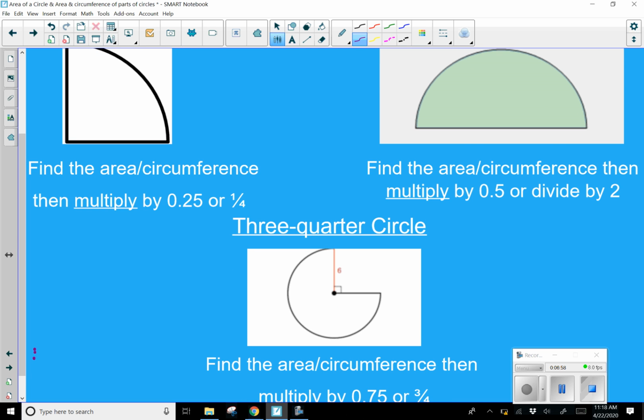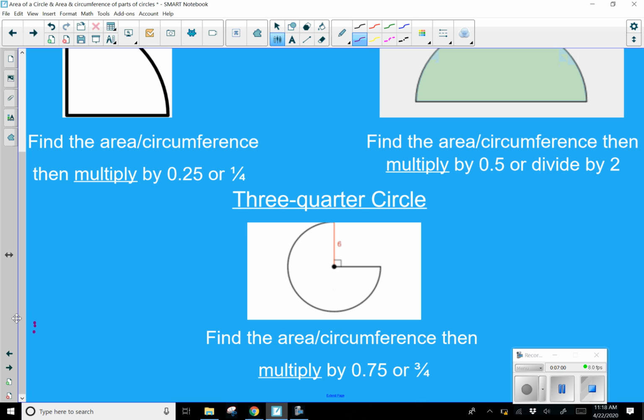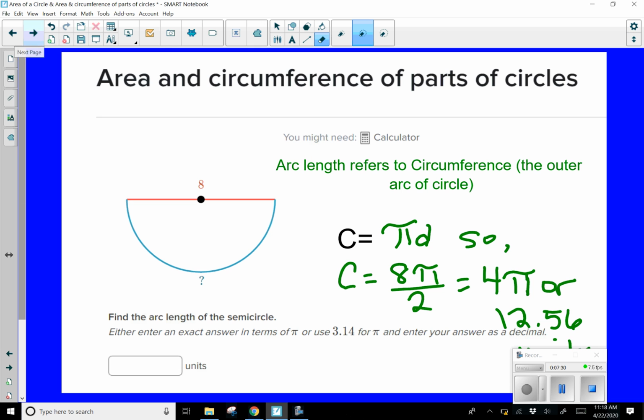And then the last type of problem you'll see is where they give you 3/4 of a circle. So again, you're going to find your area or circumference using your formulas, and once you're finished, you're simply going to multiply through by 0.75 or by 3/4, because we know that the decimal equivalent for 3/4 is 0.75. This would be a good reference page to have open while you are working on these problems, because it tells you exactly what to do.